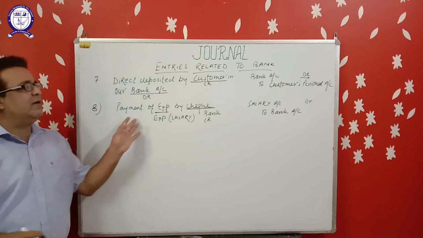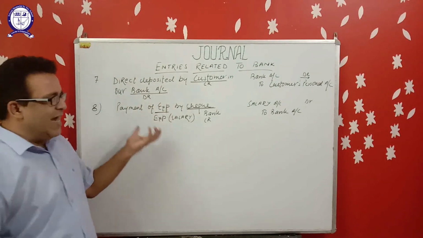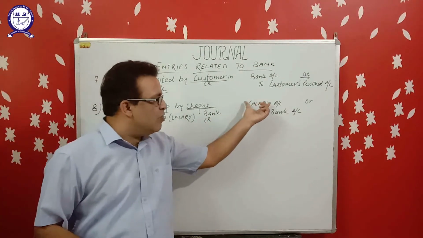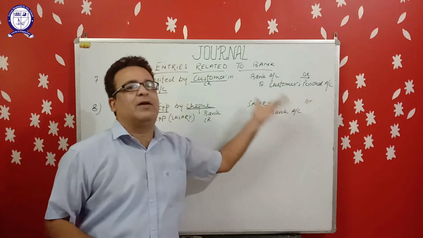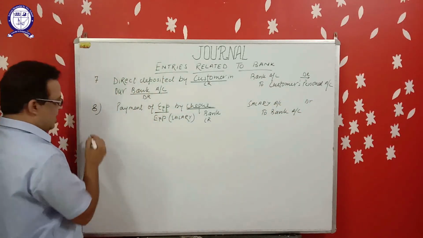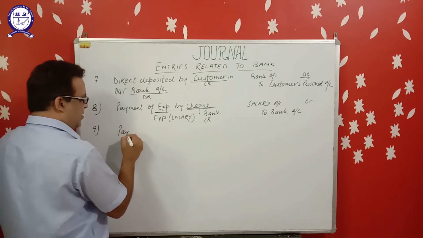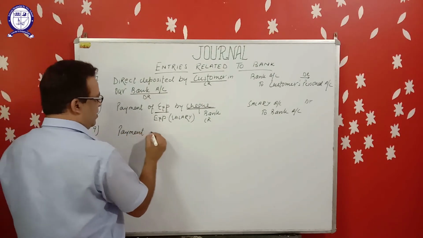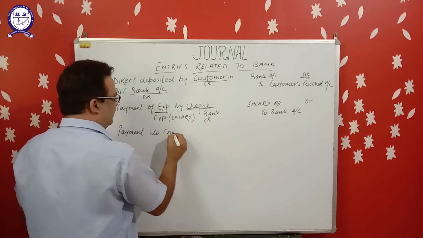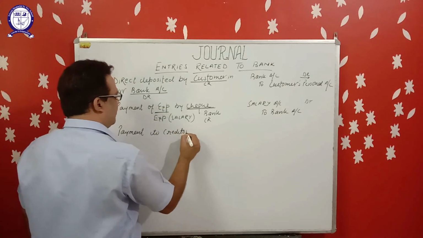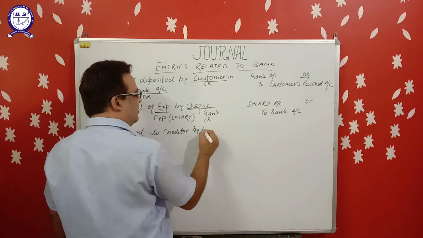Suppose we have paid rent by check. Rent is an expense, so rent account debit to bank account. Next, payment to creditor by check.